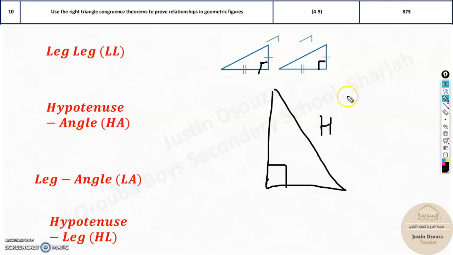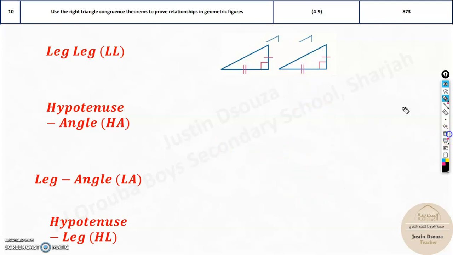It's always the hypotenuse. Now, what about the other corresponding sides? They are generally called legs. So now this is the leg and this is another leg. Other than the hypotenuse is always legs. Now, one will be beside the angle and one will be on the other side of it.